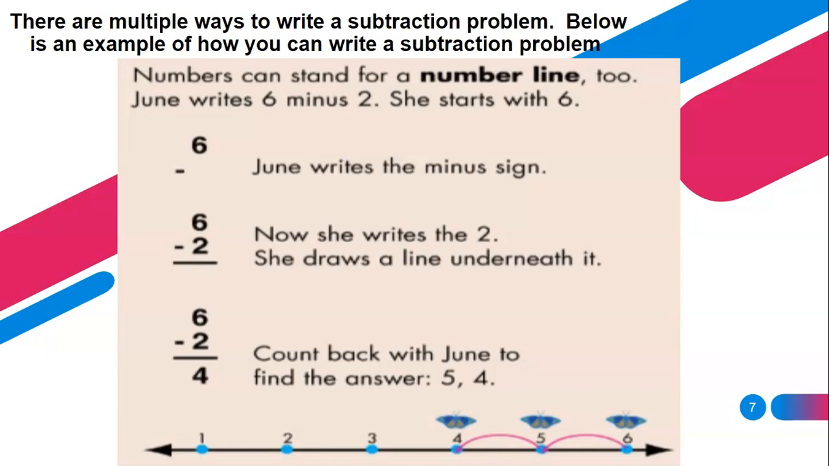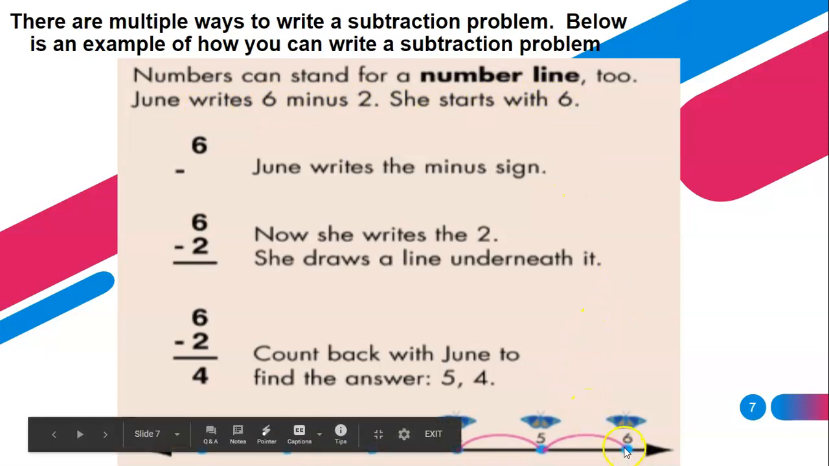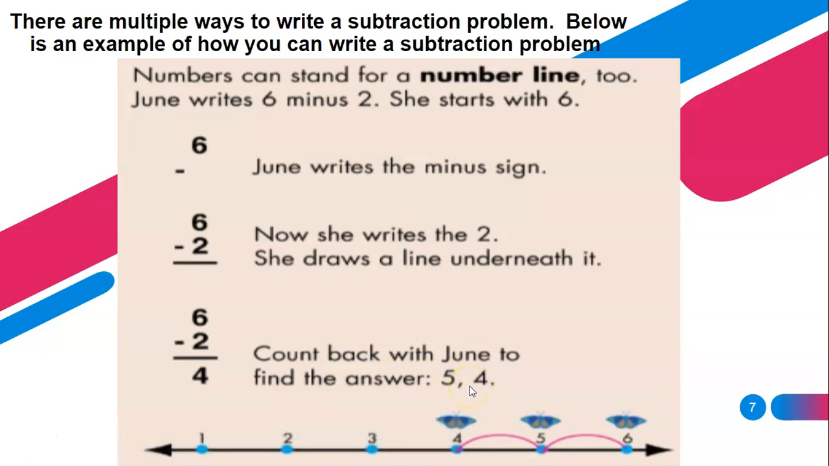Now, we looked at the problem. Numbers can stand for a number line, too. June writes 6 minus 2. She starts with 6. Counts backwards, 2. 1, 2. So what is 6 minus 2? The answer is 4. Count back with June to find the answer. 5, 4. The answer is 4.